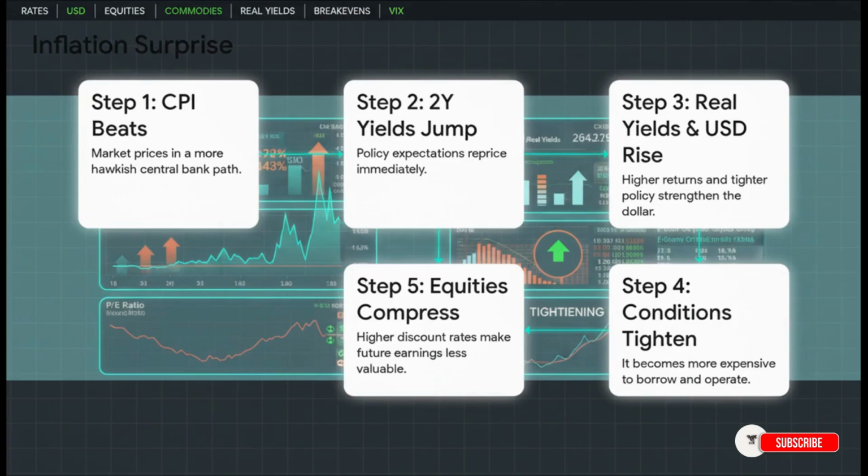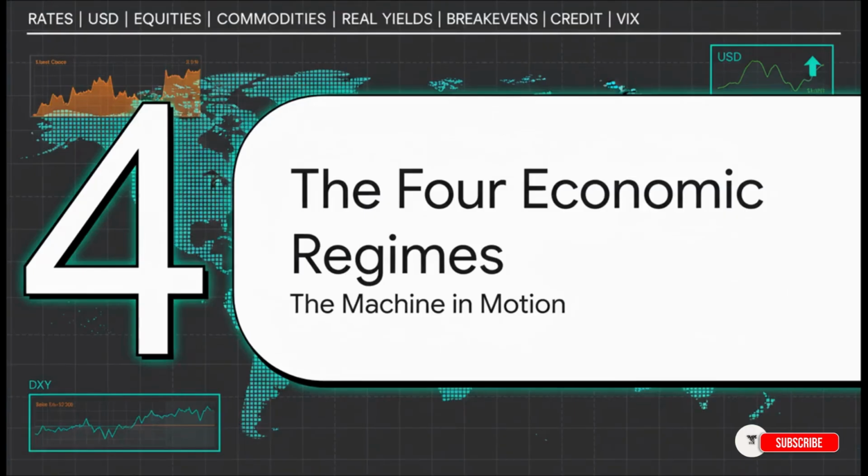The net result of all that? Financial conditions tighten, and that higher discount rate makes future profits worth less today, which causes stock valuations to fall. You see the chain reaction? It's like dominoes. So we've built the machine, and we've seen how the parts are wired together.